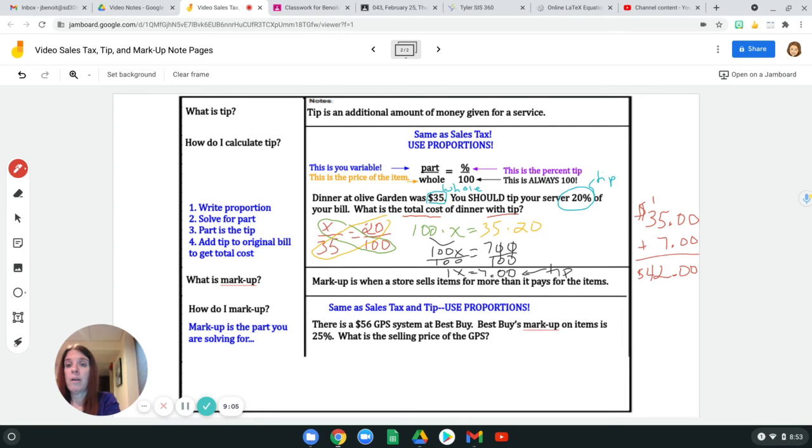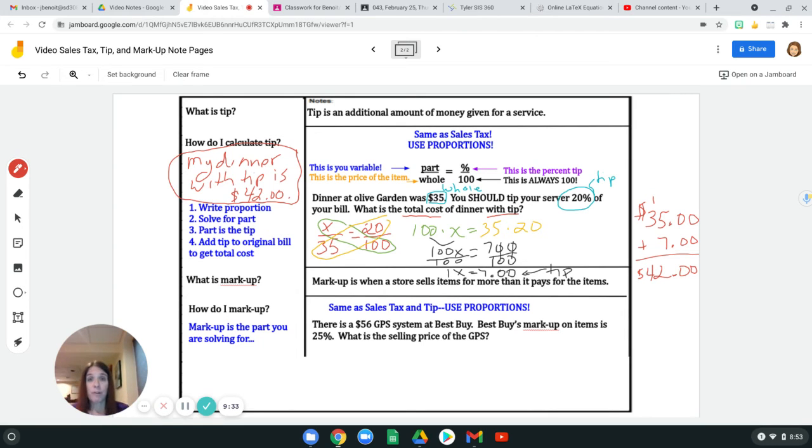So my dinner with tip is $42. Don't skimp on the writing here, okay? Make it clear. This is what it costs, and this is what I'm paying for. All right, we got one more example, the markup.